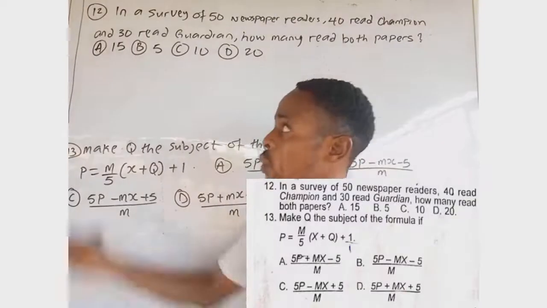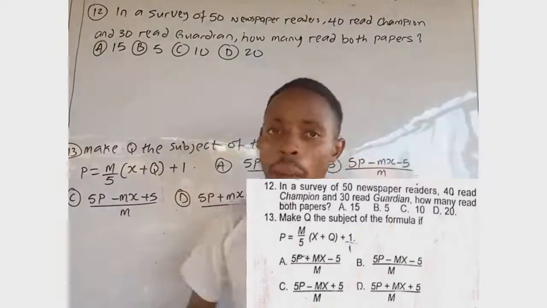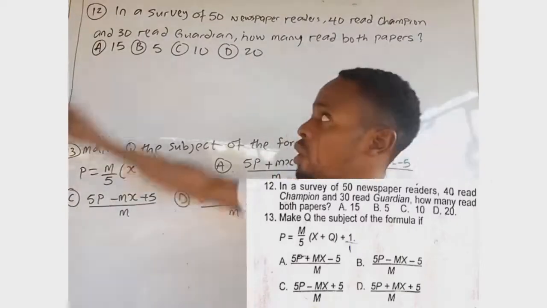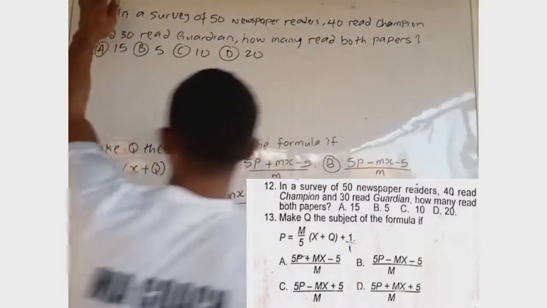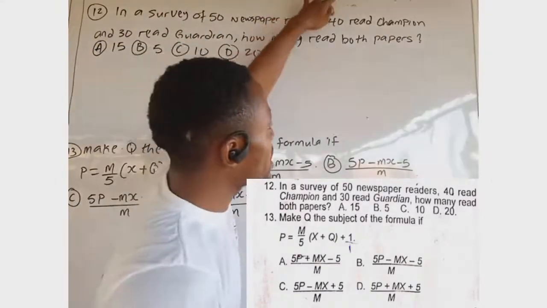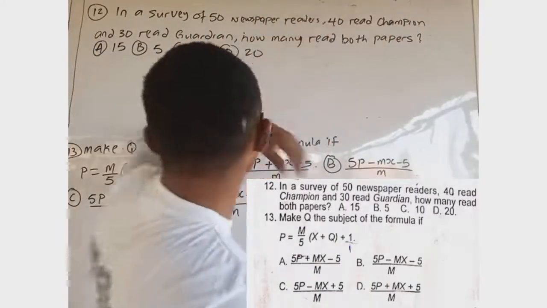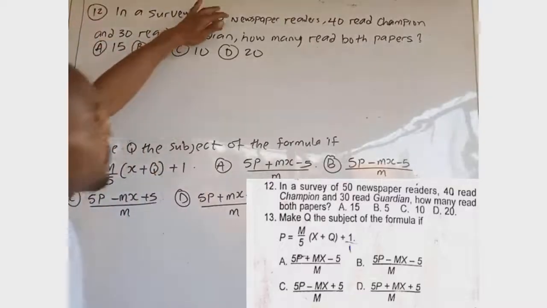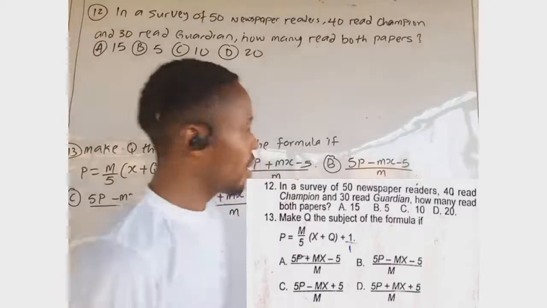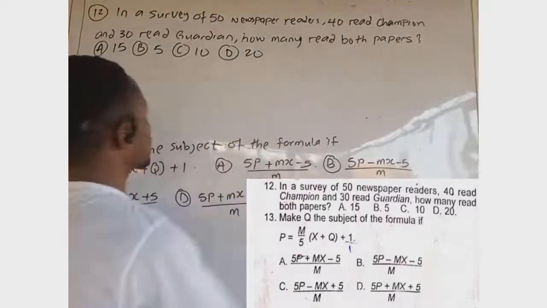This is question 12 of today's mathematics class. The question states: in a survey of 50 newspaper readers, 40 read Champion and 30 read Guardian. How many people read both papers?